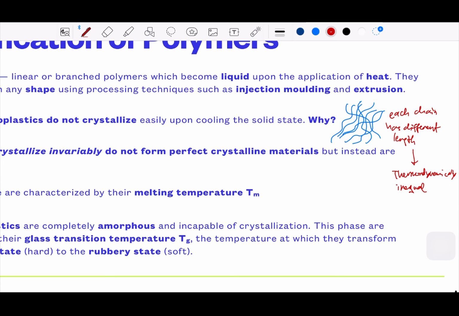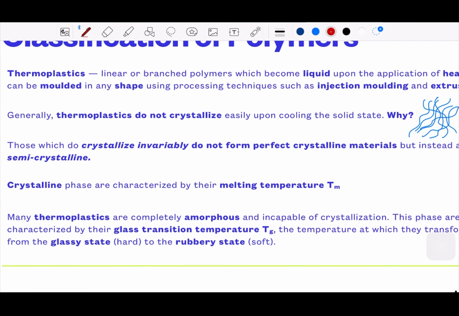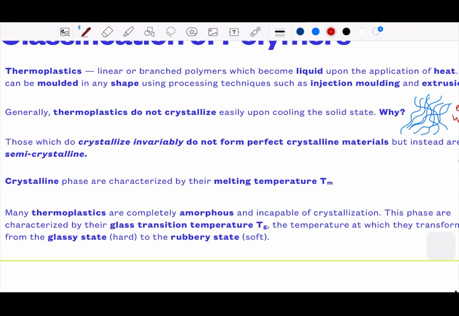And now, aside from that, remember, okay? You need to remember, it has a long chain, and then every chain has a different length. When we heat and then cool, they will behave differently, and that's why some will be crystallized, some will still be amorphous. The crystalline phase will be characterized by its melting temperature.